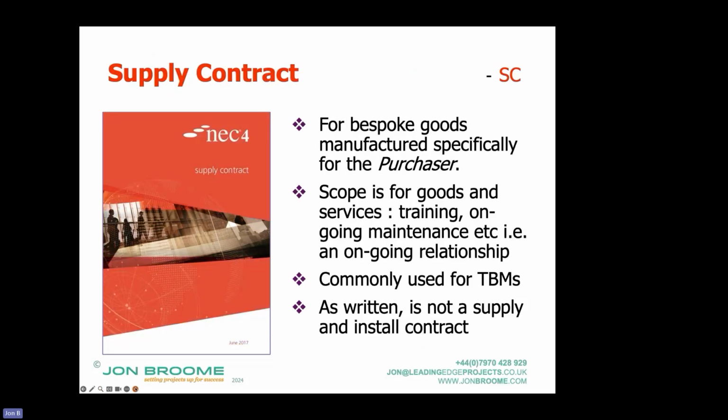Moving on, there's a supply contract. This is for bespoke goods manufactured specifically for the purchaser in this instance. So not the client, but the purchaser. The scope is for the goods and services. So it's not just I'm buying a widget. It's I'm buying something which will need ongoing requirements. I should have said up here in the first bullet point, if it's manufactured specifically for the purchaser, that implies an element of design. There's going to be some design specifically for the purchaser. So it allows for that, and the default is the manufacturer does the design.